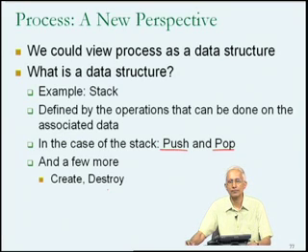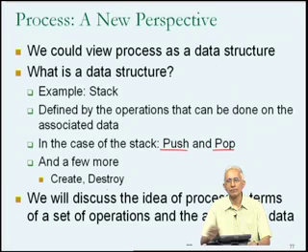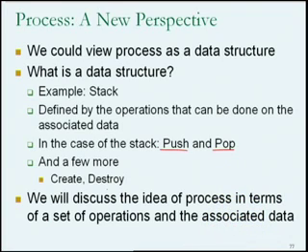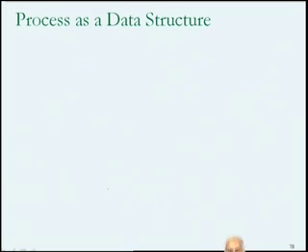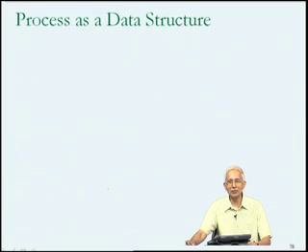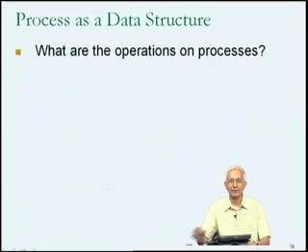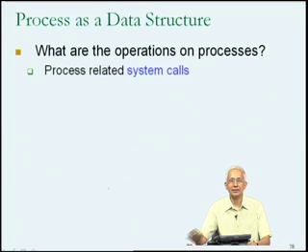Now, we need to do the same thing for the idea of the process. We have to try to understand the idea of the process in terms of a set of operations on the data that is associated with the process. So this raises the question: if I want to view the process as a data structure, I have to understand what the operations on the process are. So what are the operations on processes? Up to this point in time, we have seen a few operations on processes which came in the guise of system calls. They were the process-related system calls. And I had mentioned, I think, 3 or 4 such system calls related to processes.